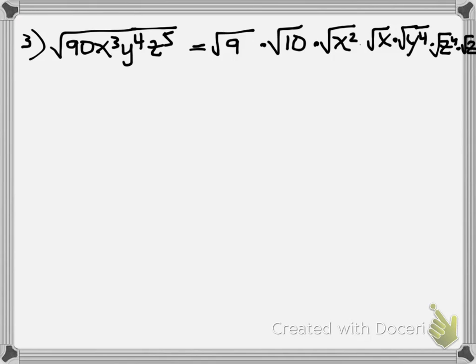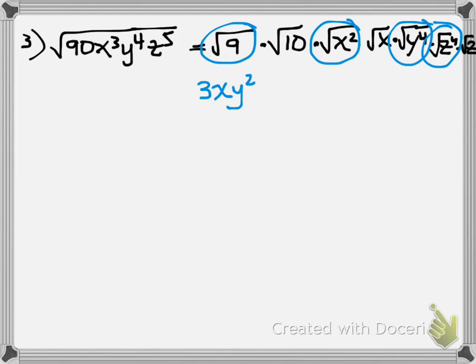All right, so what I'm going to do is circle up all my perfect squares. And I'm going to take all of their square roots. So let's see, I get square root of 9 is 3. Square root of x squared, half of 2 is 1, so I get x. Square root of y to the 4th, half of 4 is 2, so I get y squared. Half of 4 is 2, so I get z squared. And then what I'm going to do is put all the remainders under a radical sign. So we got the square root of 10xz, and that would be my answer.